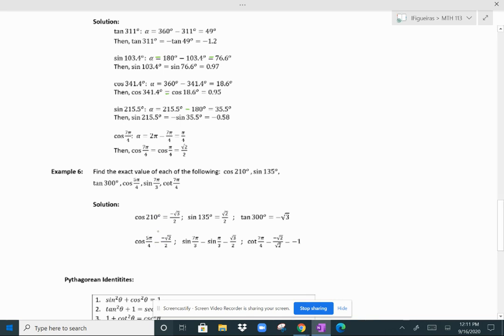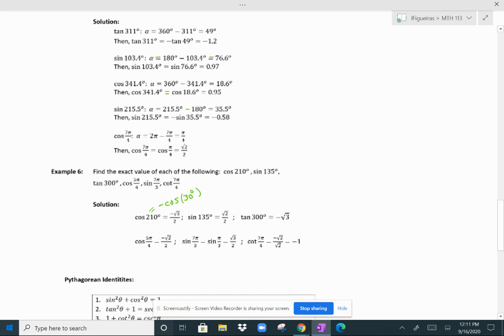All right, so our first one is cosine of 210. Now I say here that cosine of 210 is negative root 3 over 2. And that's because the cosine of 210 is the same as the negative of the cosine of the reference angle, which is 210 minus 180, which is 30 degrees. So the negative of cosine of 30 degrees is negative root 3 over 2. And why is it negative? Because cosine is negative in quadrant 3.